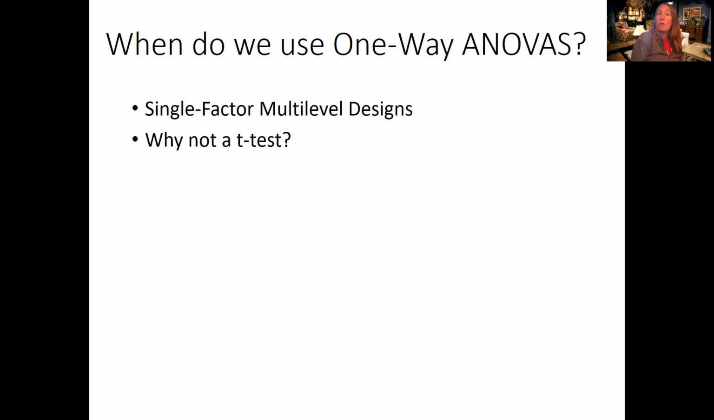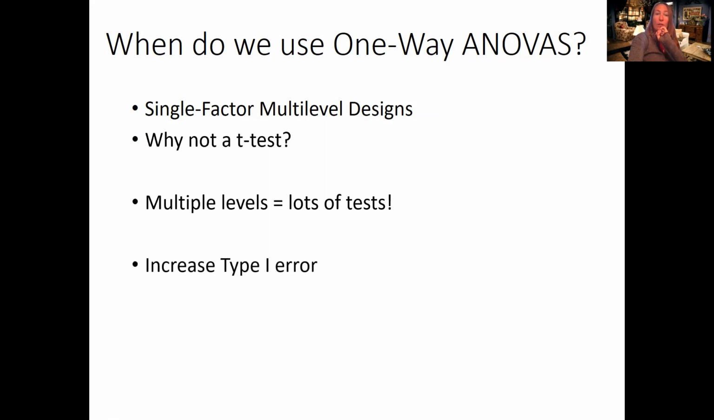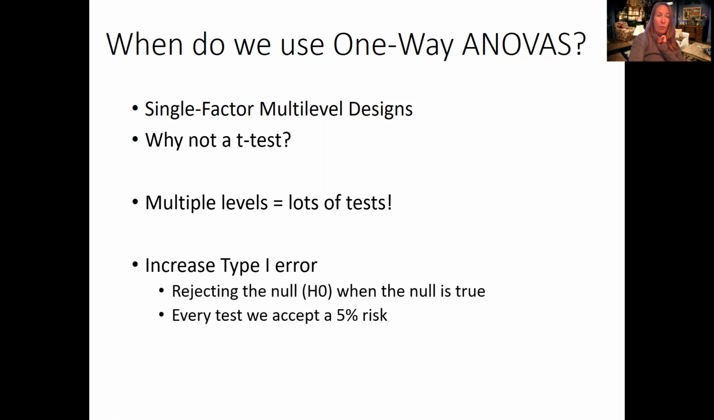So you might be asking yourself, well, why can't we do a t-test? We could just do multiple t-tests. Well, every time we do a test, we're taking a 5% risk of committing a type 1 error. Remember when we talked about what the p-value means, and what all that means with the type 1 error. Whenever we do a test, every test we do, we're making a 5% risk of a type 1 error.